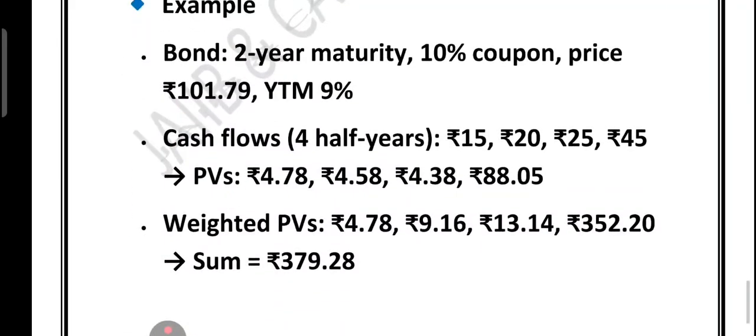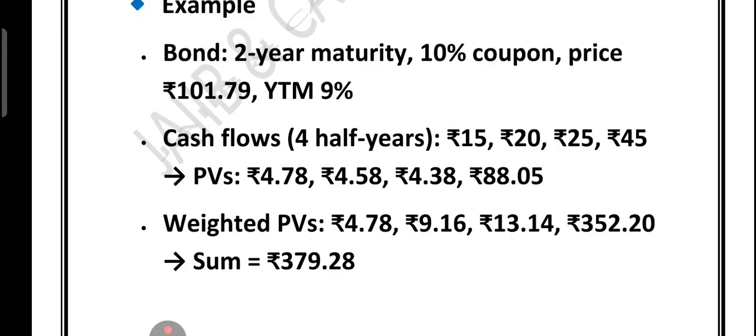One example they have given you: suppose there is a bond with 2-year maturity, 10% coupon, price is 101.79, and YTM is 9%. First of all you find the cash flows for the 4 half years. Obviously, for 2 years there are 4 half years. You find the cash flows. These are the cash flows. Then you find the PV. PV means the present value. How to find the PV?